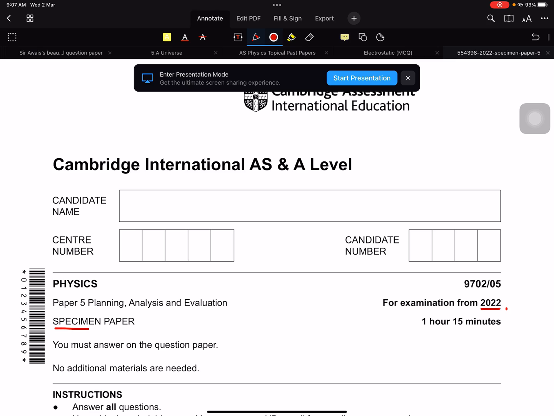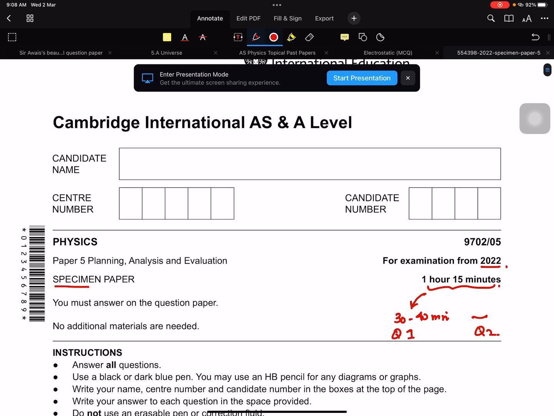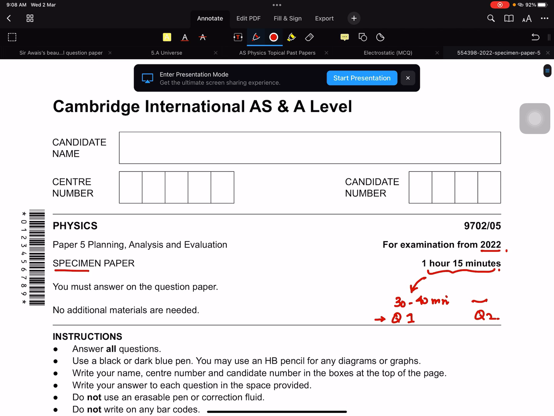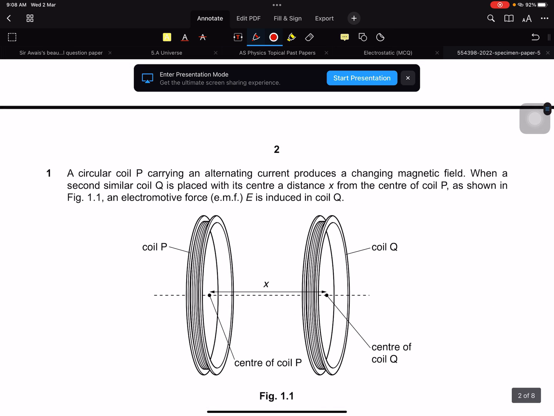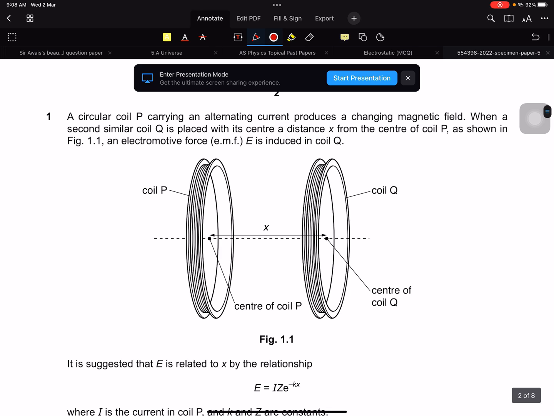Speaking of this, you will have 1 hour 15 minutes. I would ideally spend about 30 to 40 minutes on question number 1 and the rest of the time on question number 2. But the less you spend on question number 1, the better, because it is very simple. Now, when you look at the paper, sometimes they will give you a diagram, sometimes they won't give you the diagram. So whatever it is, make sure you read everything very carefully.